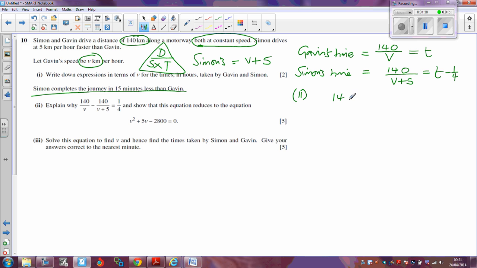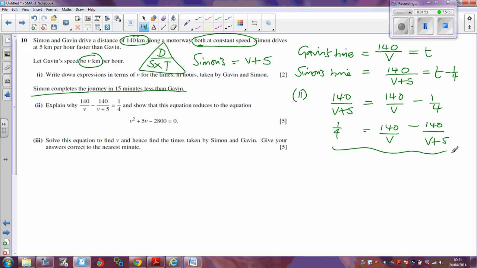So if we substitute one into the other, I'm doing part 2 here, I can see that 140 divided by v plus 5 is going to equal, replacing t with 140 over v, 140 over v minus a quarter. And if I just jiggle things around a bit, if I move the quarter to the right, a quarter is going to equal 140 over v minus 140 over v plus 5, which is what they want.